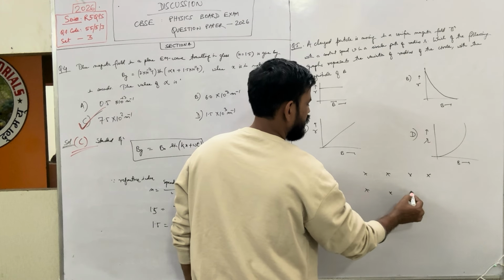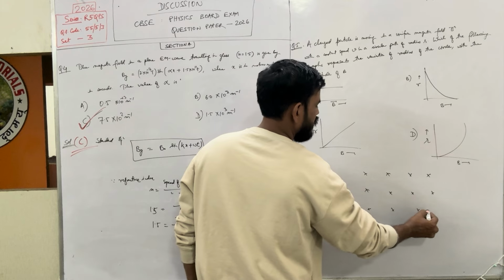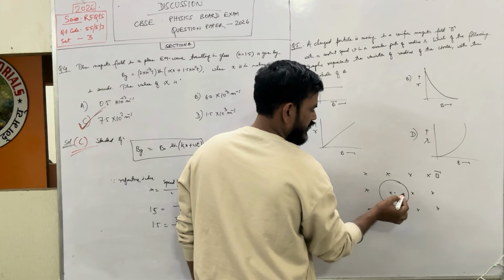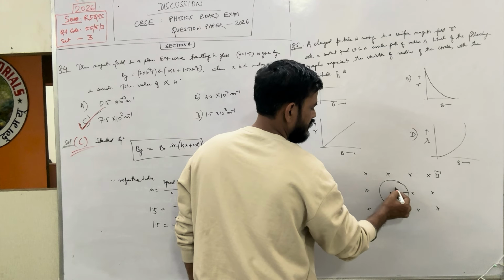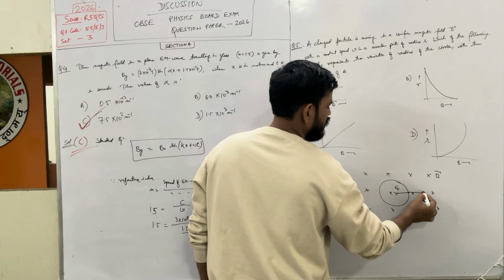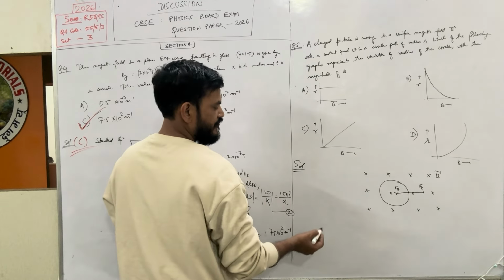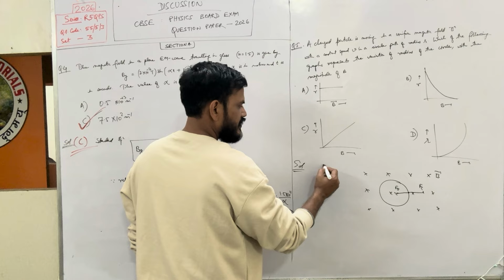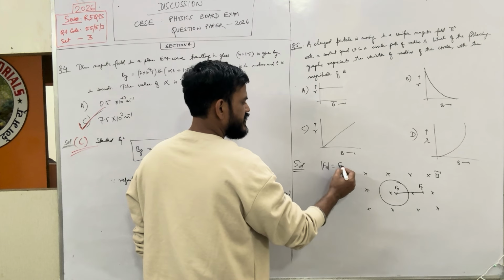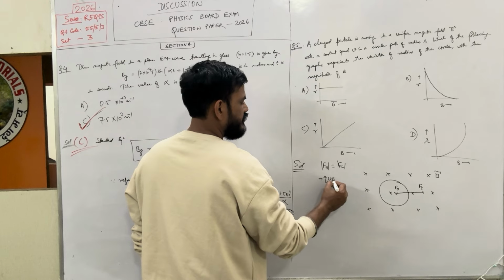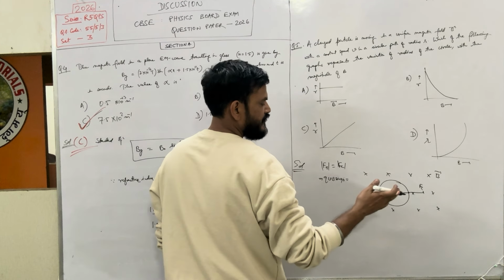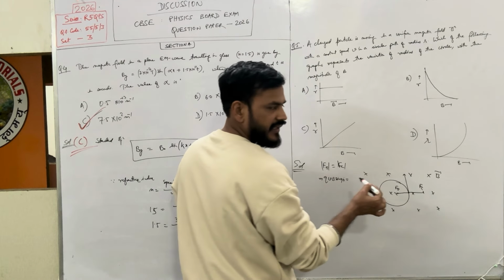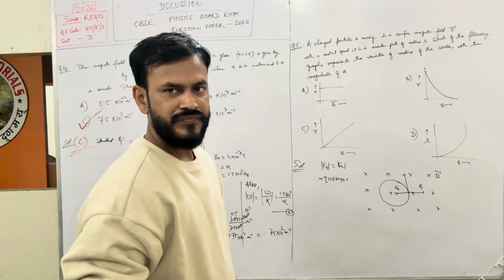Suppose the magnetic field is going inside the paper. A charged particle is moving in a circular orbit. The magnetic force acts towards the center and the centripetal force is acting outward. For a stable circular orbit, these two forces must balance. So magnetic force must be equal to centripetal force. That means QVB sine 90 degrees, because the particle at any instant is moving in the plane of the paper and the magnetic field is going inside, so the angle between them is 90 degrees.